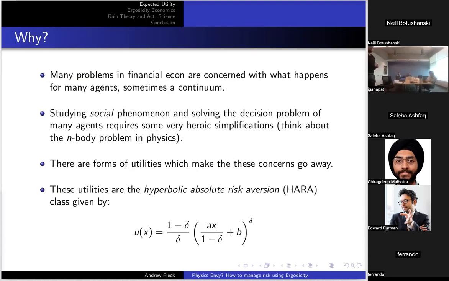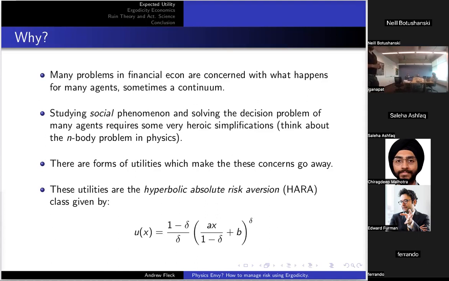Going back to what I was saying earlier, we're often concerned with social issues, with what happens when there are many agents interacting on a continuum. I liken this to the n-body problem in physics. If I have two planets orbiting each other, everything is fine. But if I have three, I have to make some heroic simplifications to make everything work, and even then it's an approximation. If I have more, it becomes totally chaotic. So if I have a million households in an economy, I have to make some pretty heroic simplifications to make the analysis work.